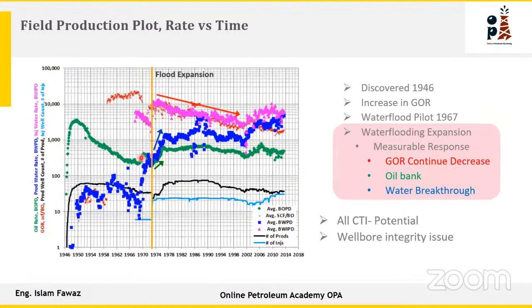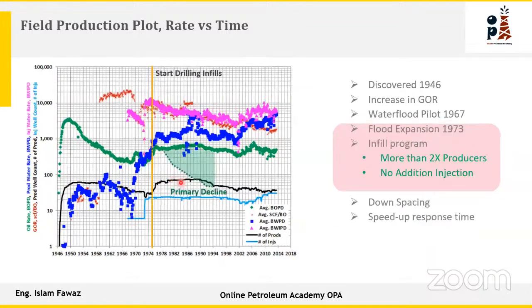After the waterflood was proven successful, we expanded the project, expanding the flood and drilling other infill wells in order to get the benefit from the reservoir. So here we are increasing the oil, the GOR is decreased again, and the number of producers increased here, which means the reservoir is downspaced. And we drill other wells to get the benefit from the reservoir.